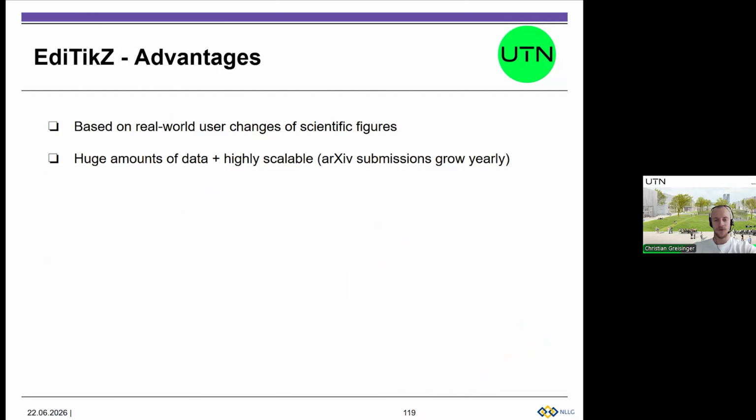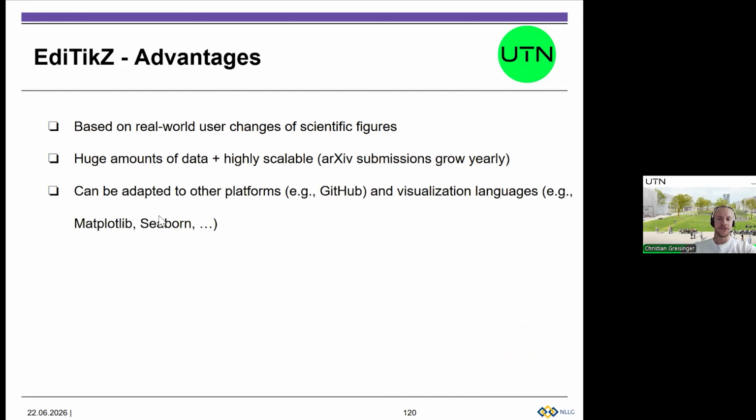So there's more and more data we can get with our framework. It can also be adapted to other platforms, for example GitHub, or visualization languages such as Matplotlib and Seaborn. Actually, this approach is a little bit inspired by the initial code editing or instruction tuning approach, where people use the before and after commits and the commit changes to get the after-commit changes, which is now similar, but for scientific figures.